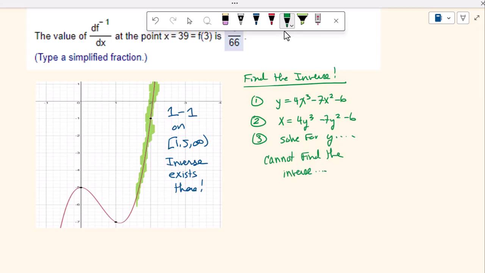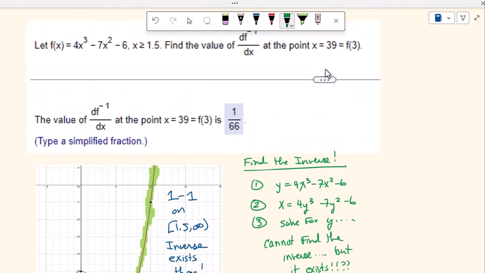But we do know that it exists. I could graph it, but I can't find a function. Okay, so now this is where this is all going to come into play. I want to figure out what is the slope of the tangent line of my inverse graph at the reflected point that they give me here. So that's what I'm working toward.